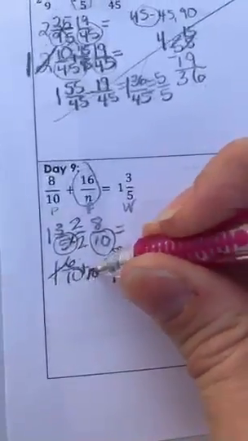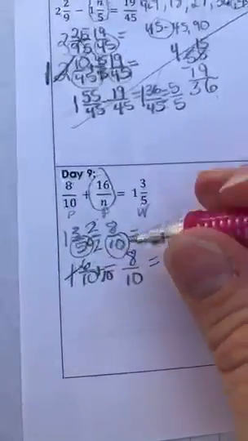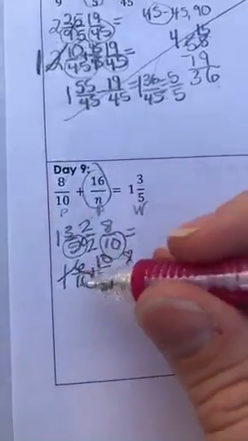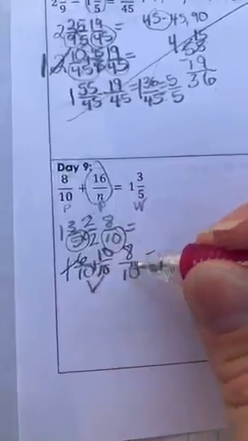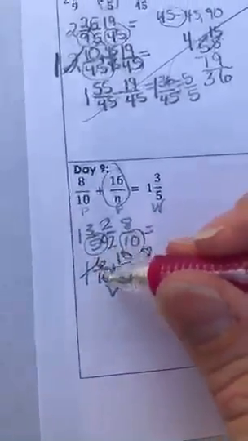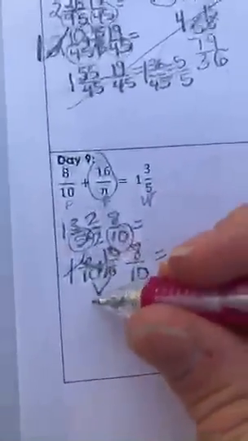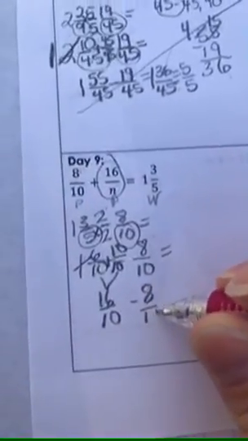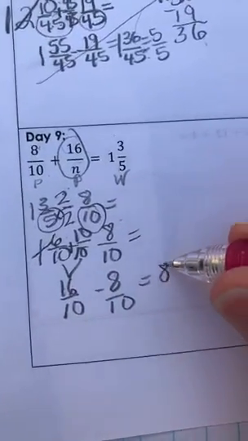So I know that I need a common denominator of 10, so how many tenths is going to give me a whole? 10 tenths is going to give me a whole. So now I can join together these two fractions in order to subtract. 6 tenths plus the whole that I added is now giving me 16 tenths minus 8 tenths. And when I subtract that, I have 8 tenths left over.